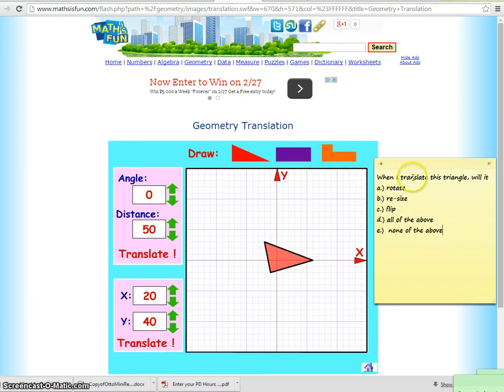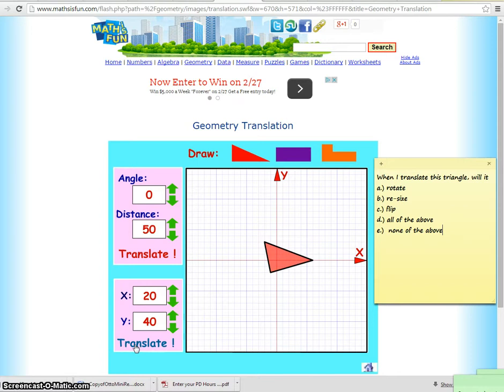When I translate this triangle, will it rotate? Will it be resized? Will it be flipped? Or all of the above? Or none of the above? Think about that before I click the translate button.